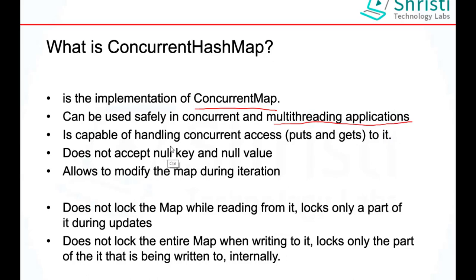ConcurrentHashMap does not accept null key and null value. It will allow you to modify the map during iteration. Whenever you are performing a put or get operation, put is to add elements to the map, get is to retrieve elements from the map, it will not lock the whole map itself. It will lock only a part of the map for reading or writing operation. So, ConcurrentHashMap can be used for multi-threaded applications.